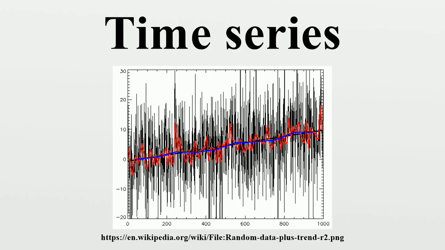Methods for time series analyses. Methods for time series analyses may be divided into two classes: frequency domain methods and time domain methods. The former include spectral analysis and recently wavelet analysis. The latter include autocorrelation and cross-correlation analysis.